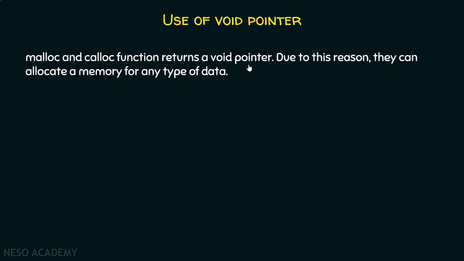Now you can understand why void pointers are so important. Malloc and calloc functions are built-in functions that are used to allocate memory for any type of data. They can do this because they are returning the pointer which is pointing to some memory location without knowing the type of data which will get stored within it. So it is interesting, isn't that so?